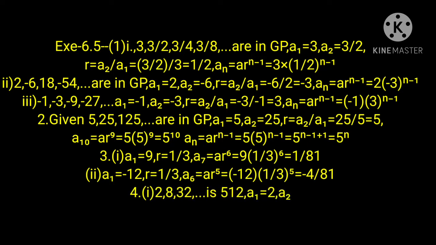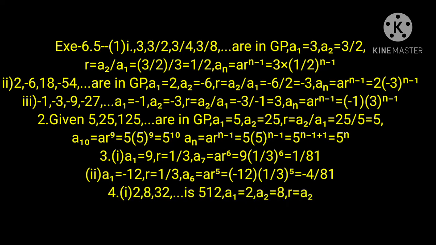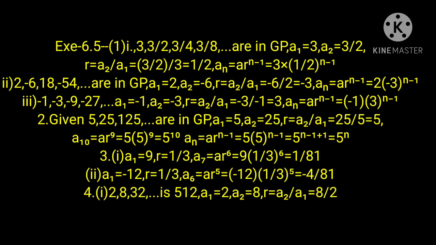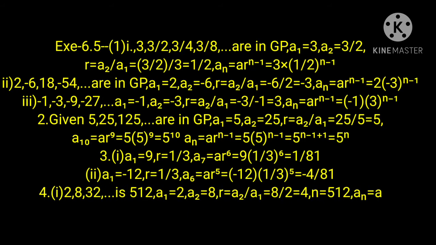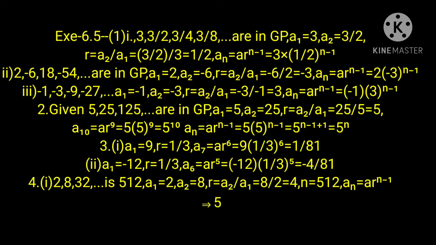Fourth question, first one: 2, 8, 32 and so on is 512. A1 is 2 and a2 is 8. R is equal to a2 by a1 is equal to 8 by 2, that is equal to 4. An is equal to 512.